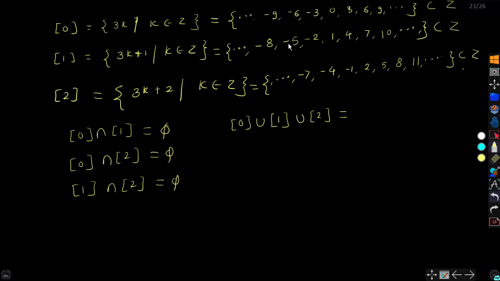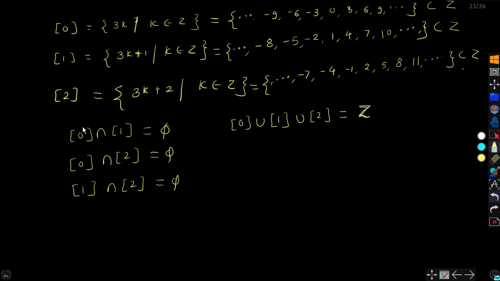For the negatives, 0 is here, minus 1, minus 2, minus 3, minus 4, minus 5, minus 6, minus 7, minus 8, minus 9 and so on. Again minus 10, where will you get minus 10? For k equal to minus 4, minus 12 plus 2 is minus 10. Here we will have minus 10, minus 11, minus 12. In this way, the union of all these three equivalence classes gives us the whole set Z, the set of all integers.